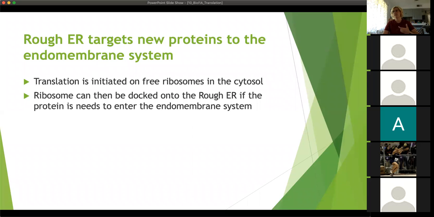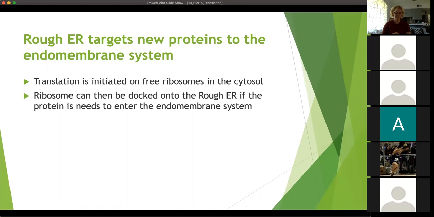Eukaryotes have this whole nucleus thing that they have to deal with. They have to get the transcripts out of the nucleus and to the ribosomes. And so in eukaryotic cells, there are a couple of different places that we can find ribosomes. We can find them free floating in the cytoplasm.